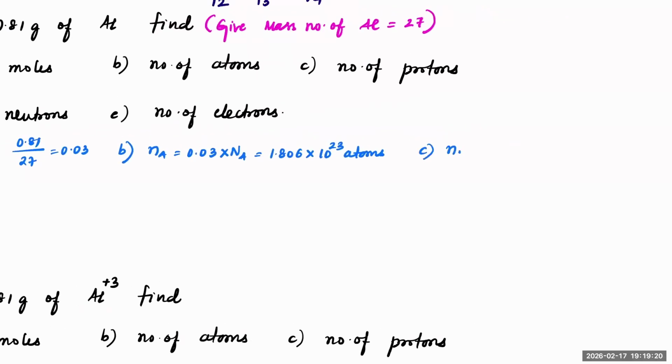C, which is number of protons. Number of protons for aluminum is 13 because the atomic number is 13. So one aluminum has 13, then 0.03 moles will have this many moles of protons. And that moles into Avogadro's number will give you the number of protons. Okay. So I'm getting it as 2.34 into 10 raised to power of 23 protons. These 13 protons into 0.03, no? Sorry, 0.03. Yeah, I'm getting this as, let me calculate again.